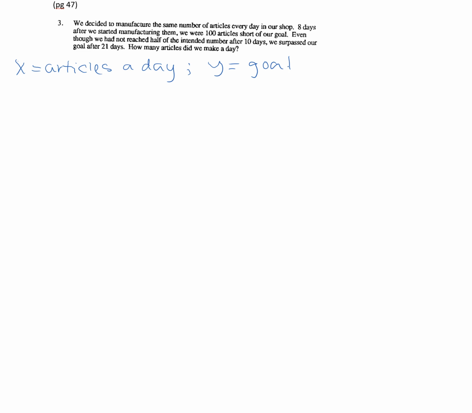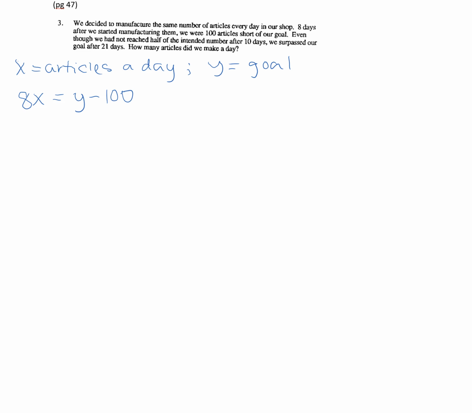So the first one I'm going to write is the statement that 8 days after we started manufacturing the articles, we were 100 articles short of our goal. So this is saying that after 8 days of manufacturing X articles per day, we were 100 less than our goal Y. So our goal minus 100 is equal to how many articles we've manufactured so far.